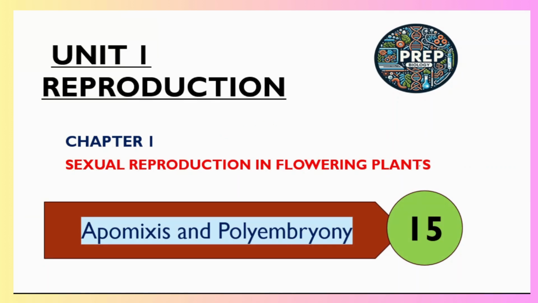So this is class 15 of chapter 1, the sexual reproduction in flowering plants. We have covered the previous 14 classes of this chapter step by step. Okay, so this is the last class of this chapter. Today we are going to discuss the difference between apomixis and polyembryony. Okay, so let's start with the lecture.